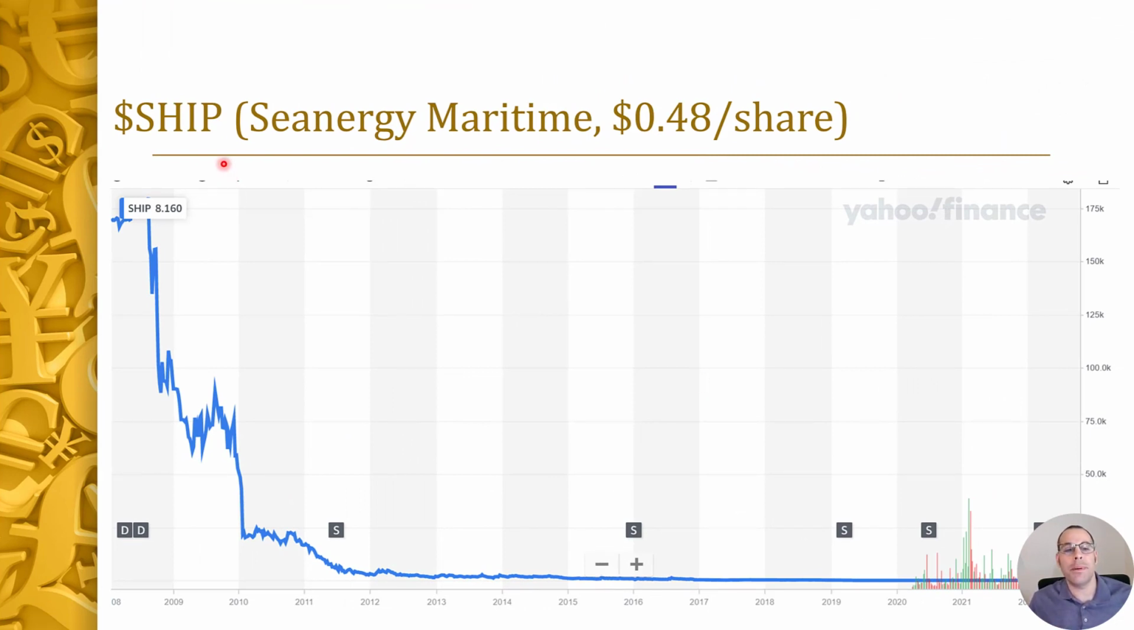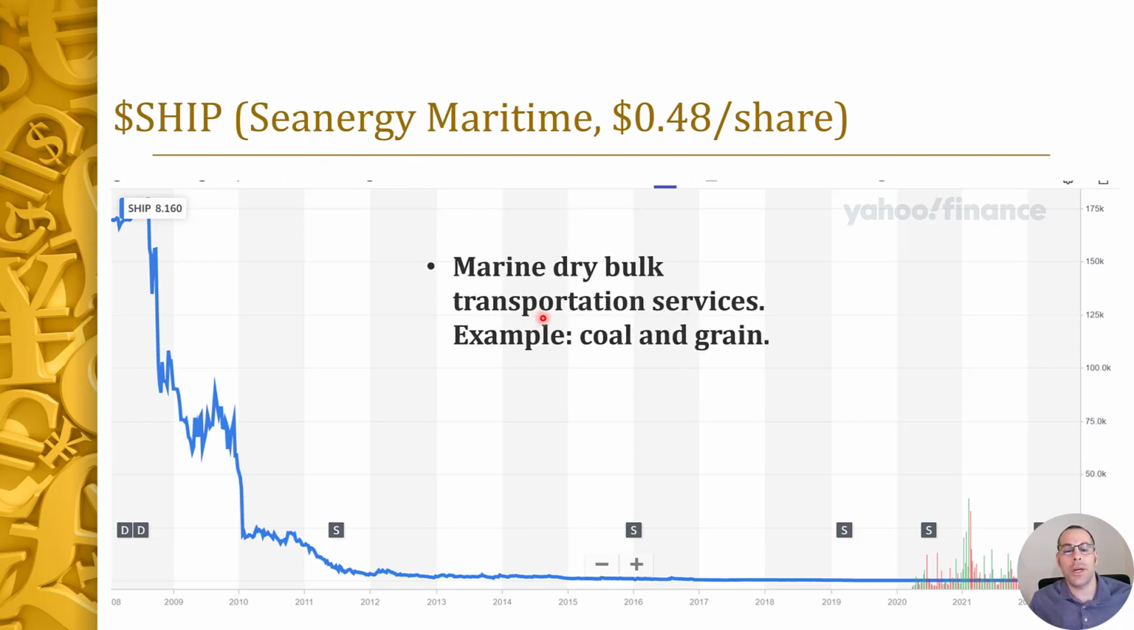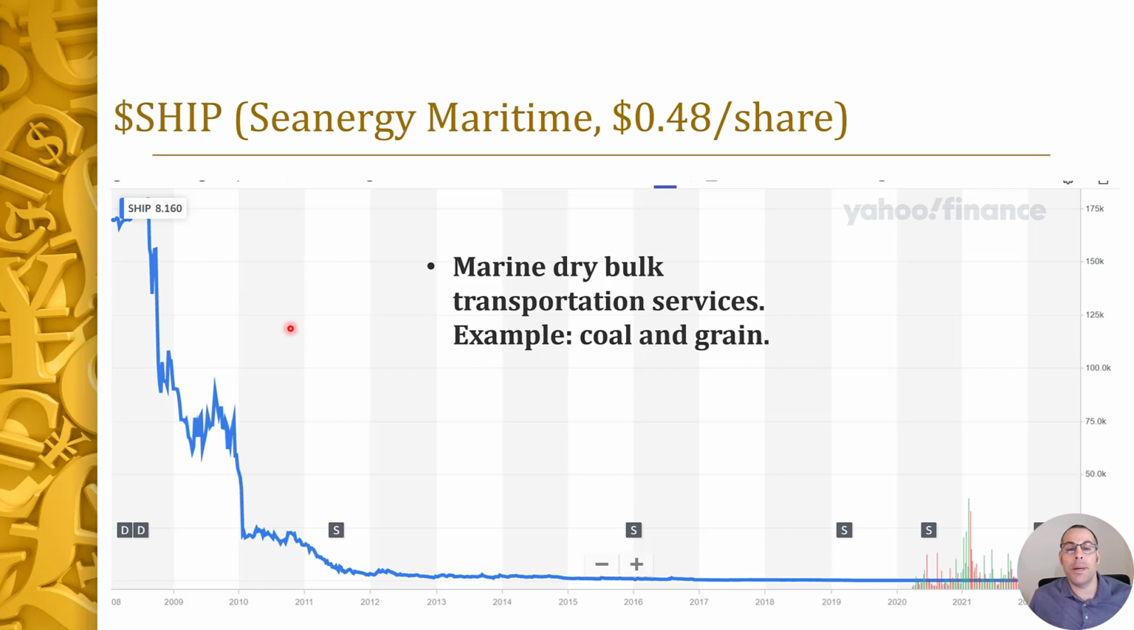This company ship, Synergy Maritime, they're a marine dry bulk transportation company. They ship things like coal or grain. And they've done so many reverse stock splits, it looks like they were trading at $175,000 when they IPO'd. You cannot trade at that price when you IPO. You could trade at that price if you've been in business for many years and you've grown like Berkshire Hathaway. If you ever see a stock price over a few $100s a share at IPO, it's almost always due to a reverse stock split.